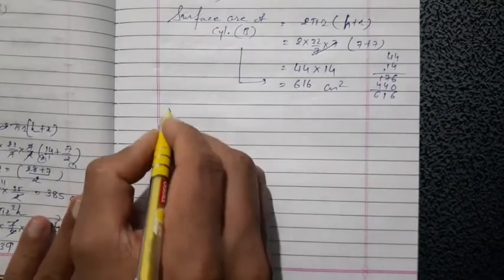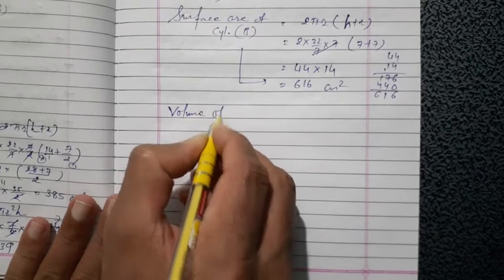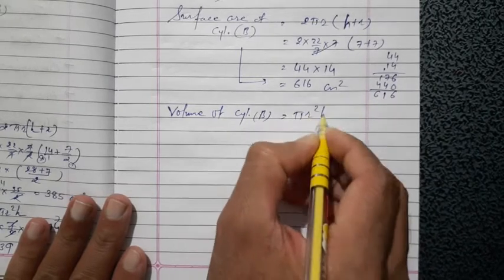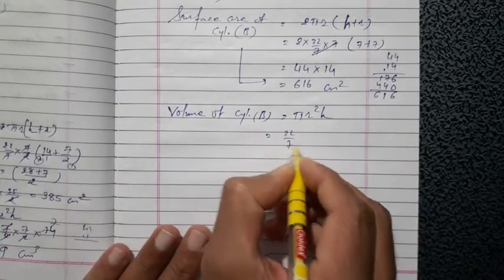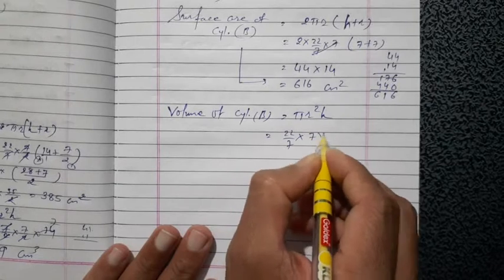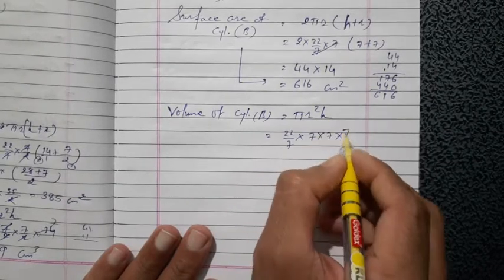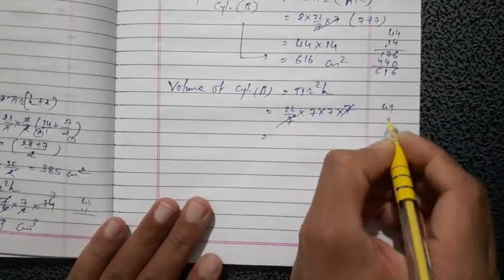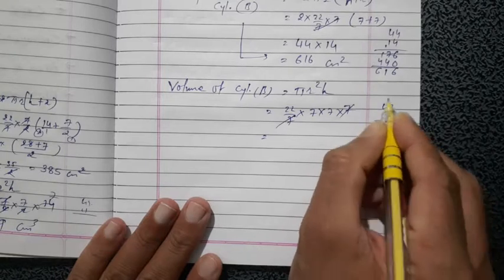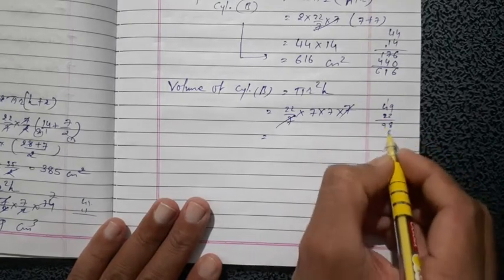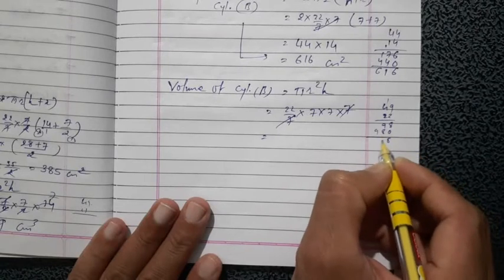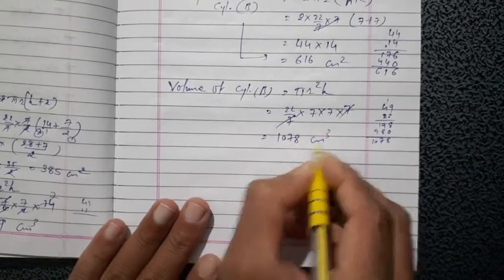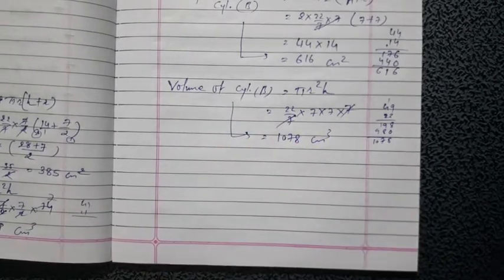Okay, and volume of cylinder B is pi r square h, equal to 22 divided by 7, into r square, 7 into 7, into h equal to also 7, 7 cut. So 22 into 49, that is 1078 centimeter cube. Okay, now compare them.